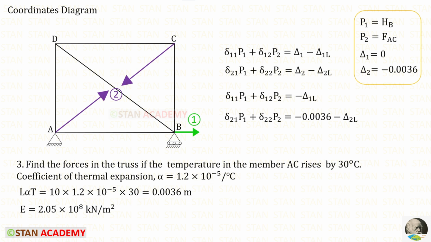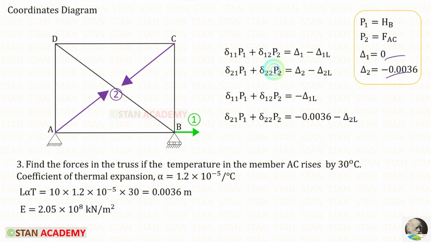In the previous question, the member AC is short, but now it has expanded by 0.0036 meter. We know that if a member is short, that will be under tension, but if it is long or it has expanded, that will be under compression. In our case, it has expanded, so it will be under compression, but we have kept our coordinate as a tensile, so this value should be applied as negative. So delta 2 will be minus 0.0036. For HA, there is no change, so delta 1 will be 0.